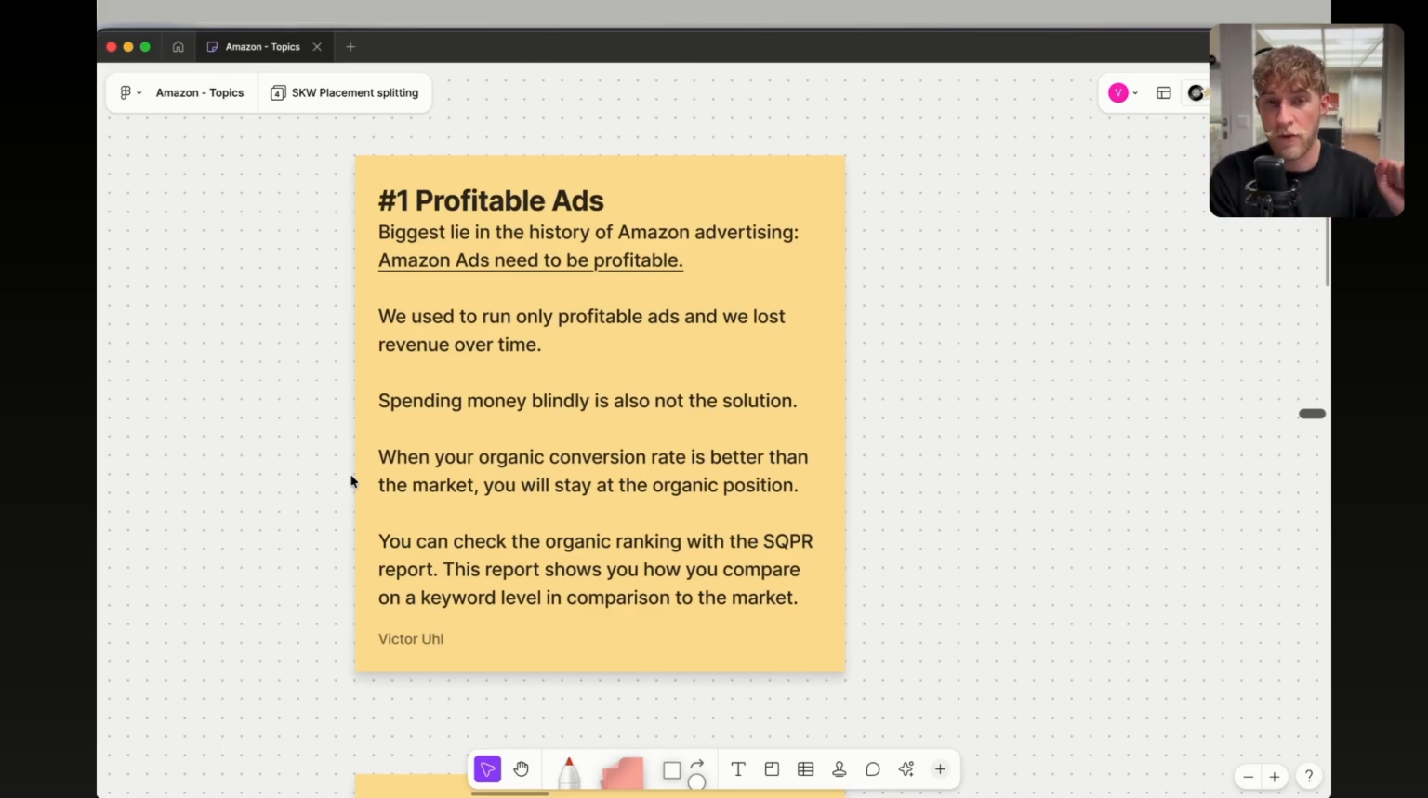This is first-party data from Amazon at the best that we can use. If your conversion rate is worse than the market, there are several reasons behind this. For example, it could be your price, your review rate, or also your images. So looking at this from a holistic view is very important.